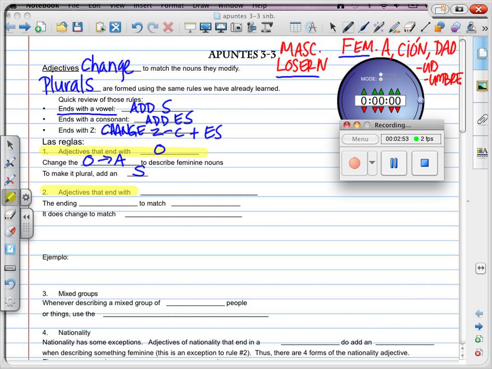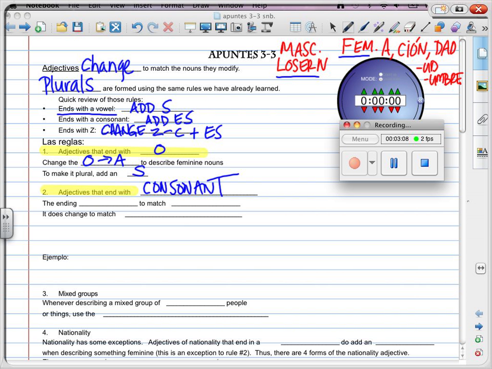Adjectives, rule number 2. Adjectives that end with a consonant. Adjectives that end in a consonant, what are you going to do? The ending doesn't change, okay? The ending does not change. So we're going to write doesn't change. It doesn't change to do what? It doesn't change to match in gender.